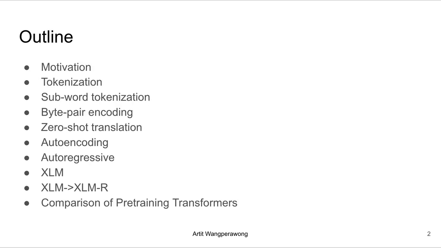The outline of this presentation will cover the motivation behind XLM, tokenization, subword tokenization, byte pair encoding, zero-shot translation, autoencoding pre-training, and autoregressive pre-training, the XLM model itself, XLM models actually, and the differences between XLM and XLM-R, and finally a comparison of different pre-training transformers.